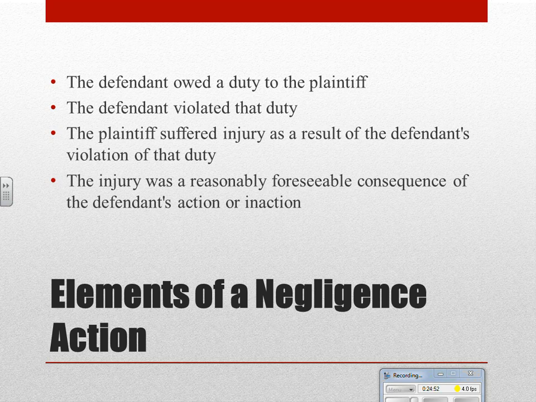All right, somebody take 3 minutes on this piece of paper and write down some example, not involving a car. Tell me what the duty was that was owed, what the breach of duty is, okay? And the injury that occurs, and whether or not it was reasonably foreseeable. You can make it wild if you want. I'll give you 3 minutes.